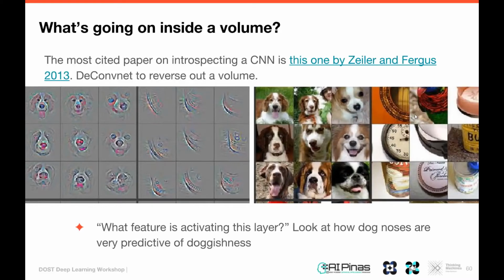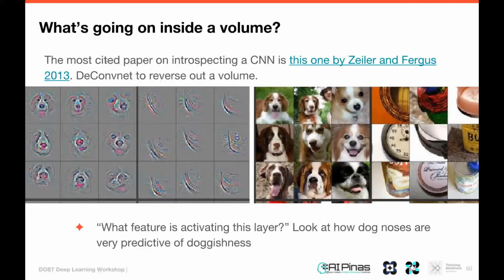What's going on inside a volume? How can you know? So earlier we were talking about how each filter trains on a feature, and as you move through the architecture of a convolutional neural network, it recognizes things that are more and more complex. But what exactly is it recognizing? How can you introspect and eyeball this layer?